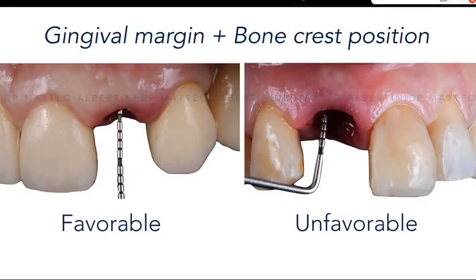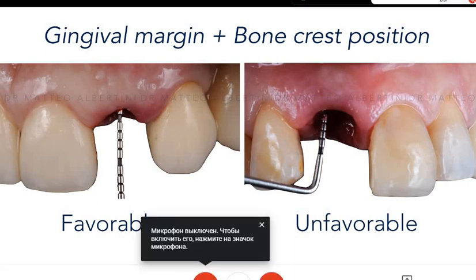And mainly, we have two different scenarios. The first one is the favorable case. Which is the favorable case? We have to consider several parameters. But the two most important parameters are the position of the gingival margin and the position of the bone crest.